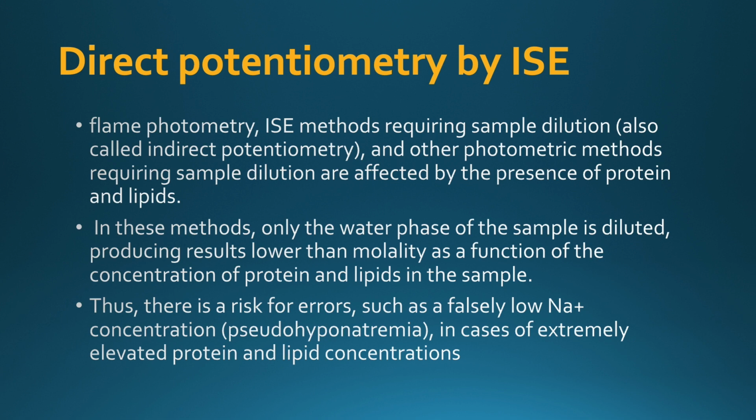Now, in these methods, only the water phase of the sample is diluted. We apply dilution, and the whole problem is in the dilution. When we do the dilution, the concentration of the analyte of interest in the water fraction will be falsely low. So in these methods we don't look at the blood as a whole, we look only at the water fraction. So there's a risk of what is called pseudohyponatremia, and I'll show you this graph.